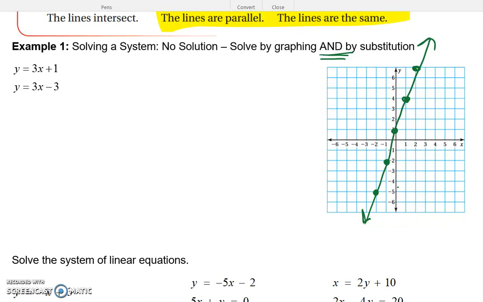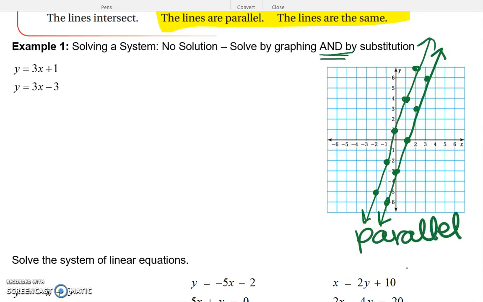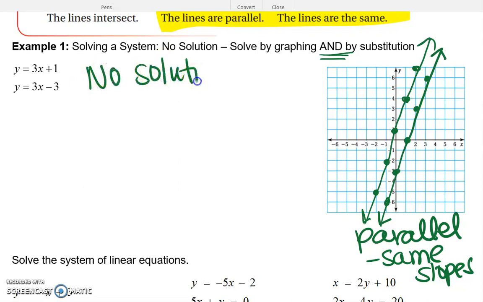And then the second line is 3x minus 3, so my y-intercept is -3, up 3 over 1, up 3 over 1, up 3 over 1. Uh-oh. What's happening? They are never going to intersect. These are parallel lines. Parallel lines have the same slopes and are therefore never going to intersect. So this answer is no solution.